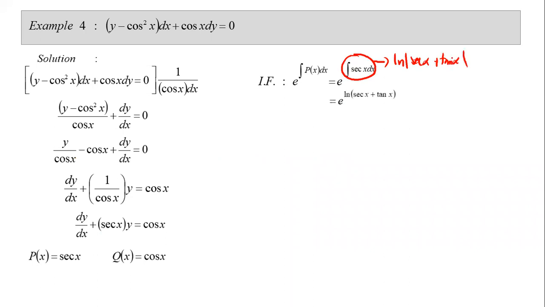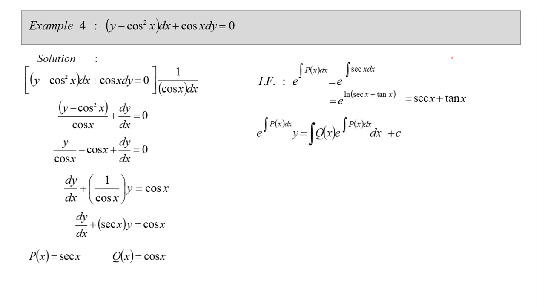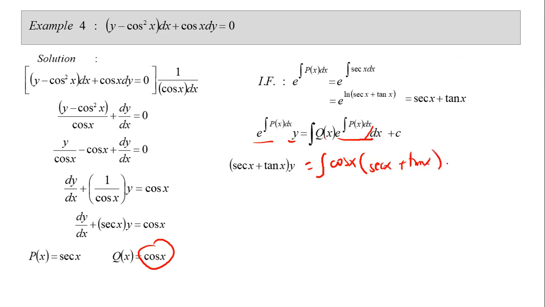So you shall have e raised to ln of secant x plus tangent x, and that is equal to secant x plus tangent of x. And then we use this general solution: our integrating factor multiplied by y equals the integral of q of x, that's cosine of x, times our integrating factor, that's secant of x plus tangent of x, and then you just simply affix dx, and then you add c.